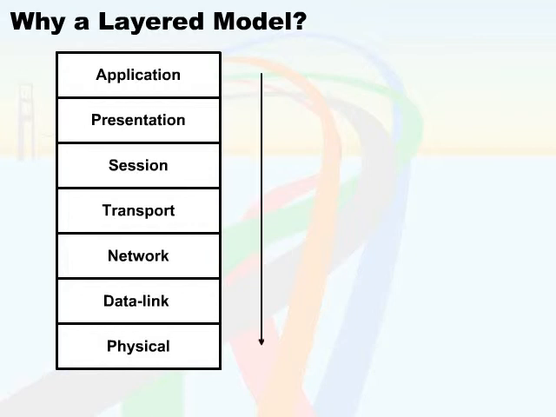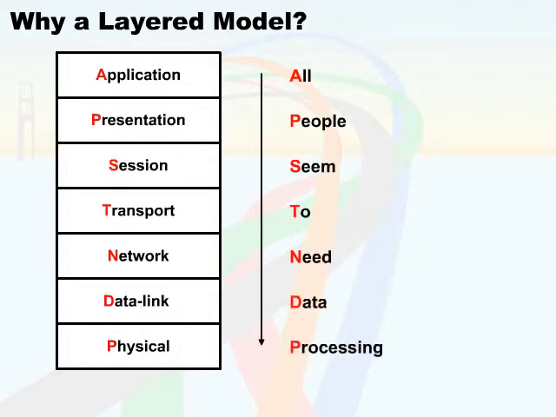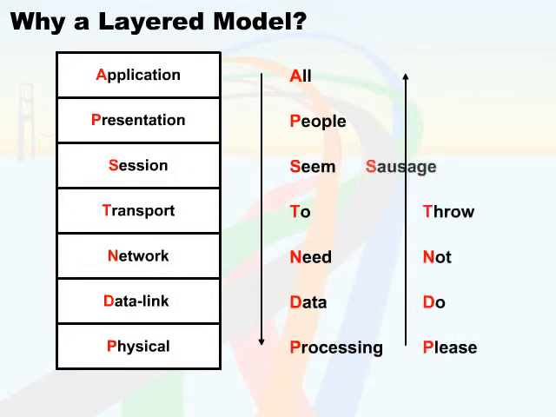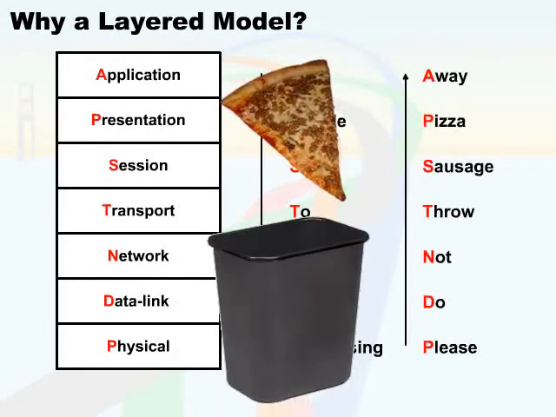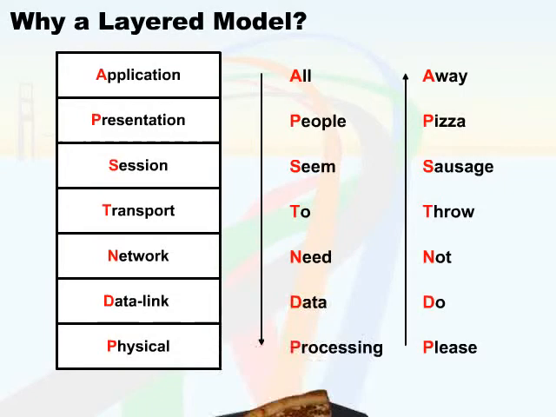Now, if you want to remember your layers, one of the easiest ways to do it from top down is to remember that all people seem to need data processing. This is one of the age-old mnemonics for going from top to bottom. If you're going from bottom to top, you can also write down, please do not throw sausage pizza away. What you'll notice is that with both of these phrases, the first letter of each word is the same as the first letter of the name of each layer.